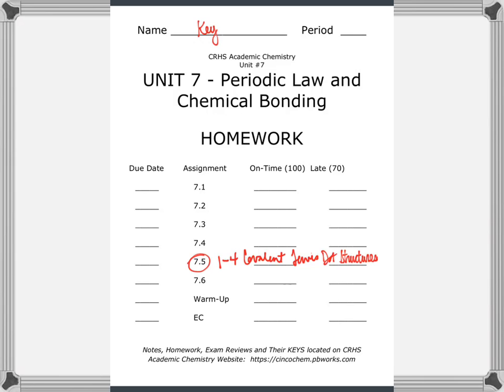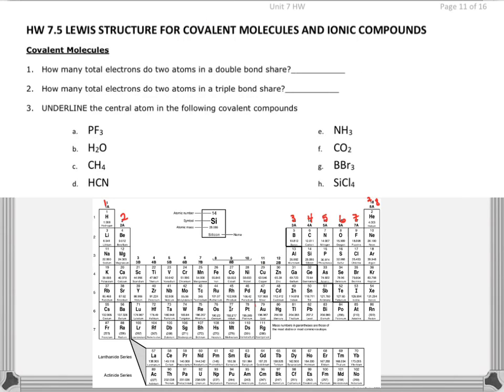Now I'm going to split up homework 7.5 into at least two different sections. The first section will cover specifically covalent Lewis dot structures, and so that way this video won't be too long. Alright, so we're going to start with the first portion.